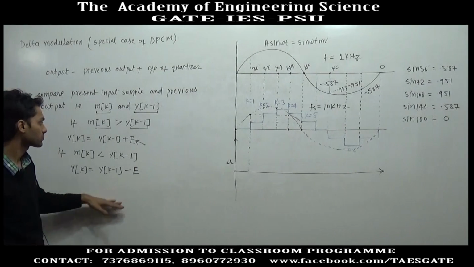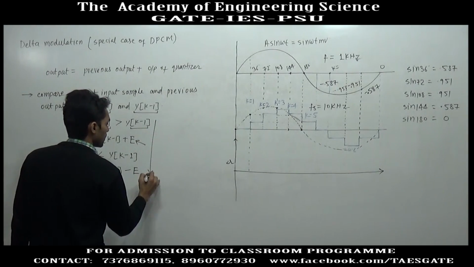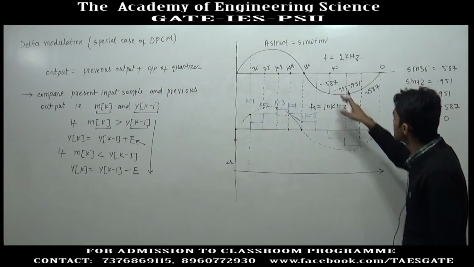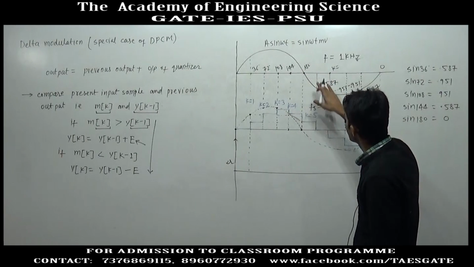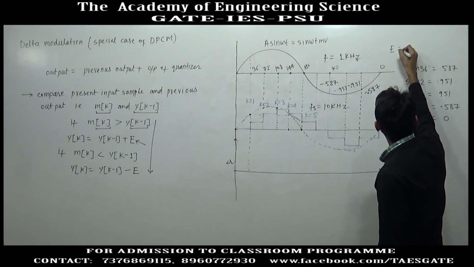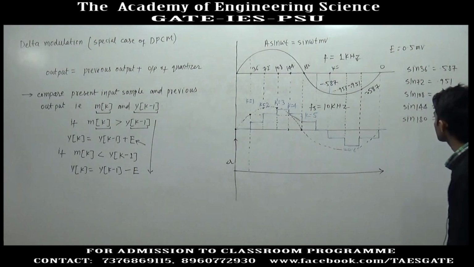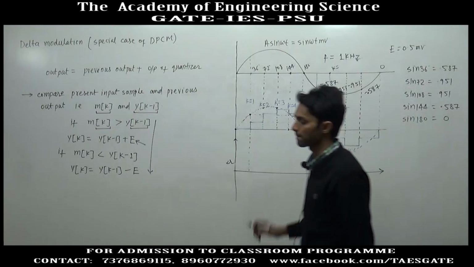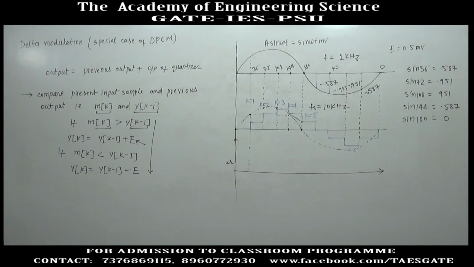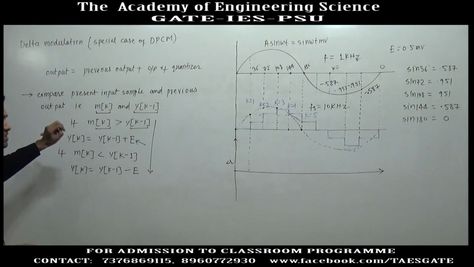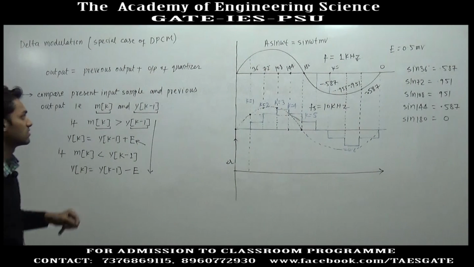Based on this, I will take another example, a different value of E for the same input. Now, I will take E equal to 0.5 millivolt, and we will again draw it. If we do one more problem after doing another example, this will become very easy for you.